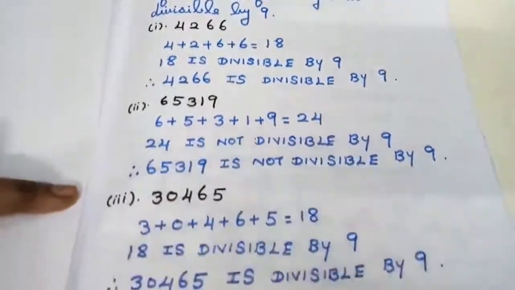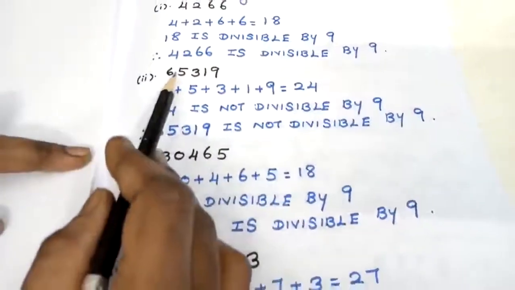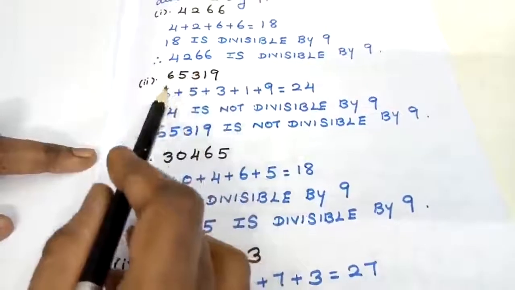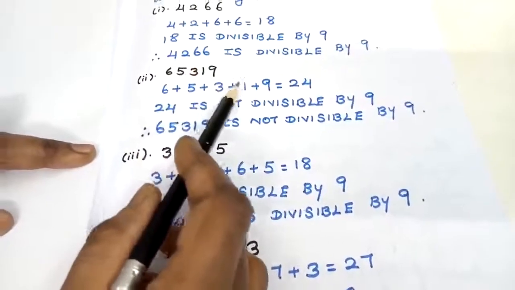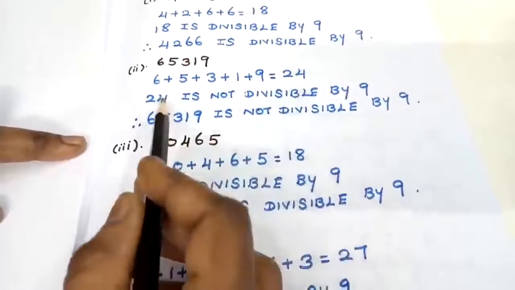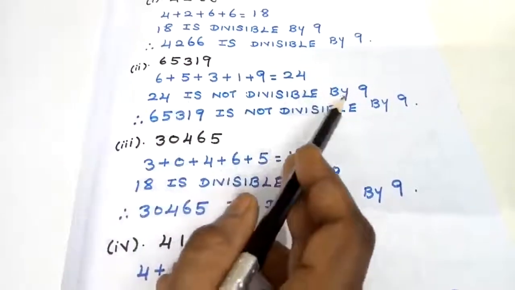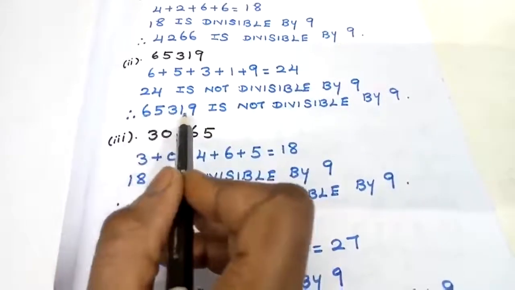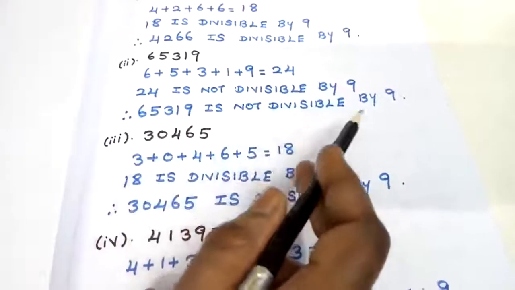Coming to the second question, 65319, I am going to sum the digits, that is 6 plus 5 plus 3 plus 1 plus 9 equal to 24. But this number 24 is not divisible by 9 table. So automatically I can say 65319 is not divisible by 9 table.